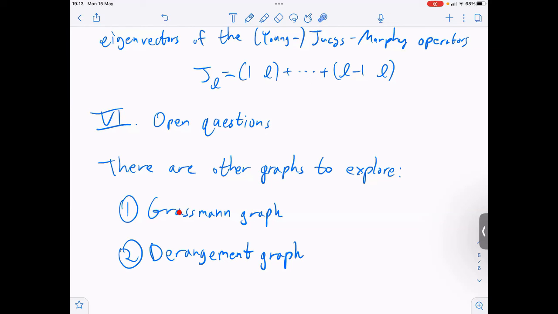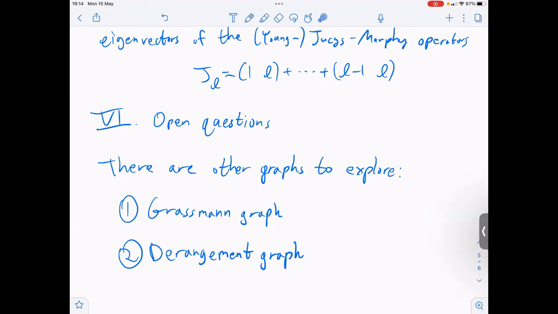Okay, so the Grassmann graph is the q-analog of the Johnson graph. So now the vertex set, instead of being subsets of size k, they're going to be subspaces of dimension k over some finite field. And there are subspaces of some universe of dimension n. And you connect two of them if their intersection has dimension k minus 1. So this is the Grassmann graph. And you can also look at the Kneser graph. So now you connect two subspaces if they trivially intersect.